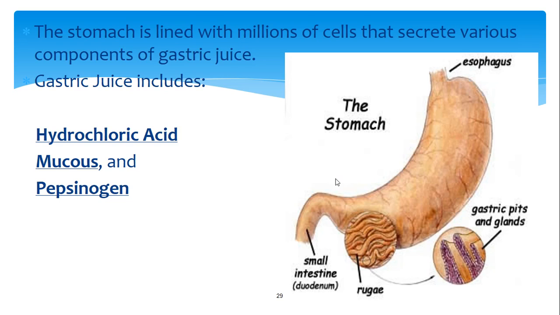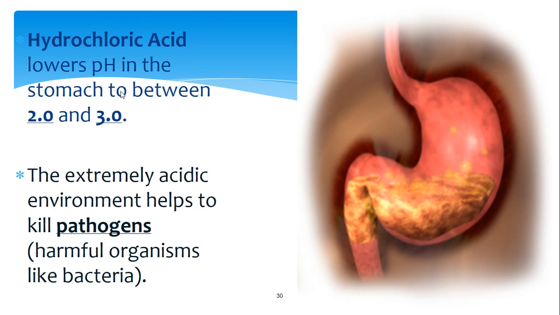So what you guys need to know is that gastric juice is made up of three components. It's made up of hydrochloric acid, it's made up of mucus, and it's made up of this stuff called pepsinogen. Okay, so together, these three things make up gastric juice. Now, each of those three components has a job to do. So the hydrochloric acid, it takes the pH of your stomach and it lowers it to between 2 and 3 on the pH scale. So very acidic.